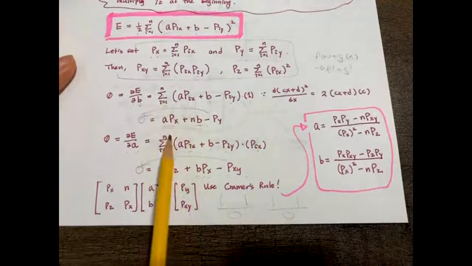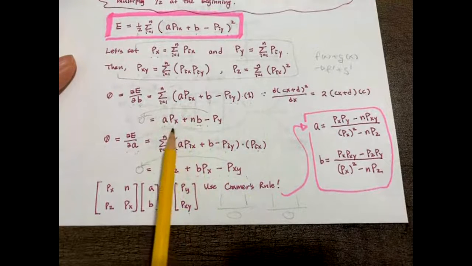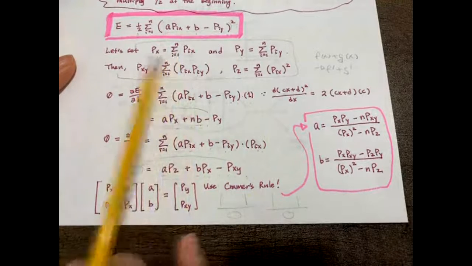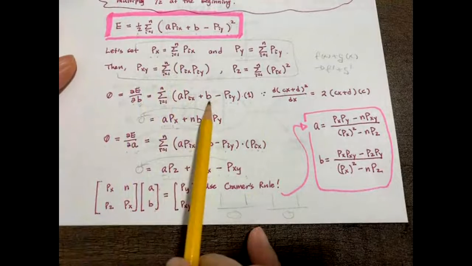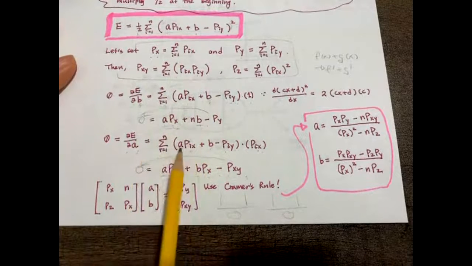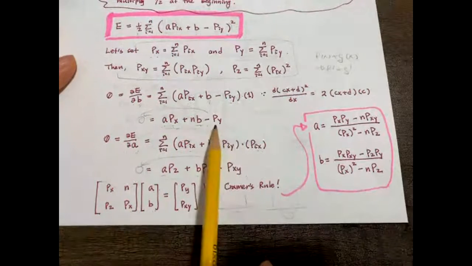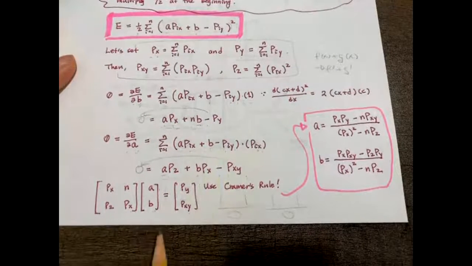So finally, when you simplify that, you're gonna have p sub x times a, because sigma of p sub ix is p sub x. Sigma of the x coordinates will be p sub x. We already set that up at the beginning. Then the constant in the sigma is just n times b, minus sigma of p sub iy, which will be p sub y as our setting.